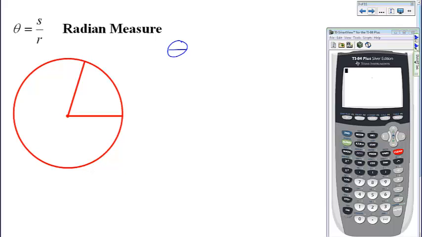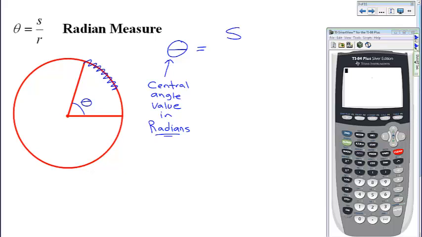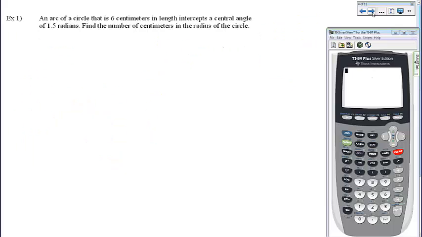Let's decipher the parts. Theta is the measure of the central angle given to us in radians, not degrees. So if it asks for degrees, you're going to have to convert. S is the length of the arc that's intercepted by the radii, usually given in some unit measure. R is the length of the radius, usually given in the same unit measure as our arc length. So the value of the angle is equal to the length of the arc divided by the length of the radius.